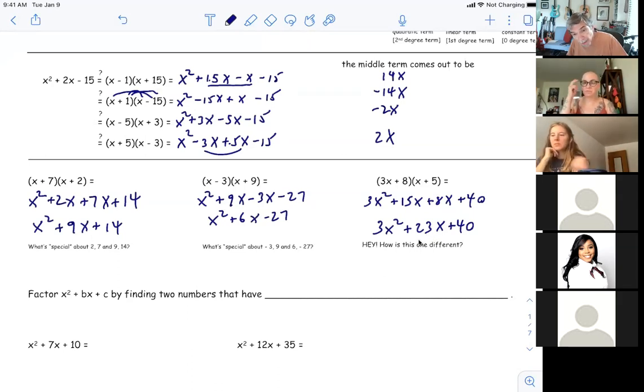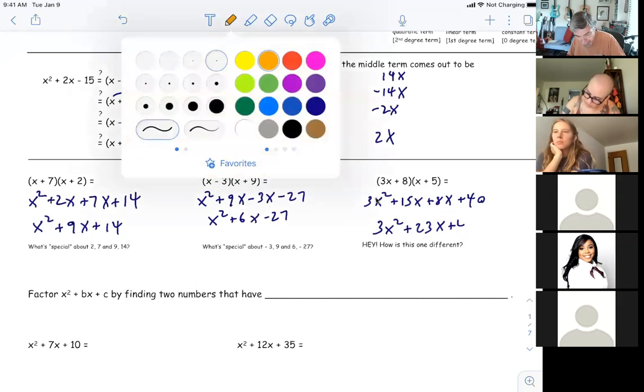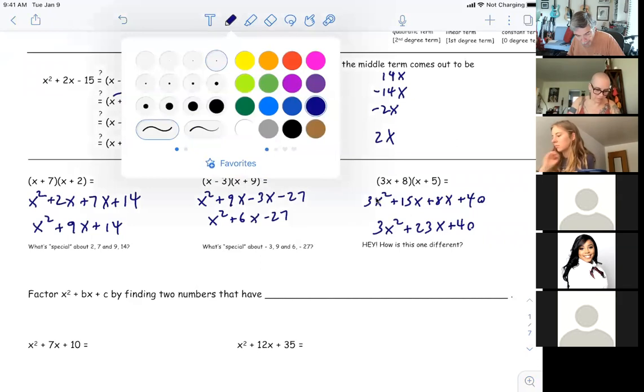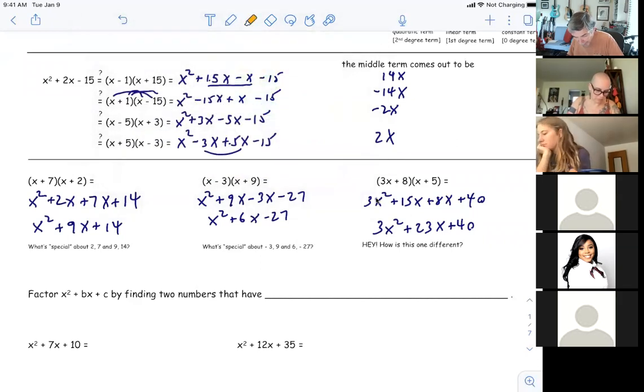And the reason it doesn't work here is because of, we all love the number 3. It's a useful number, but the 3 is what's causing the problem. The 3 makes it so that that idea of adding these numbers to get the middle coefficient doesn't work.